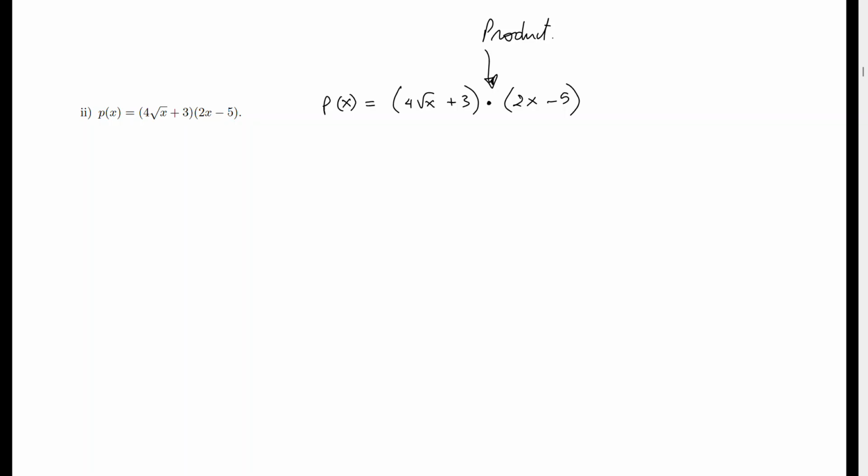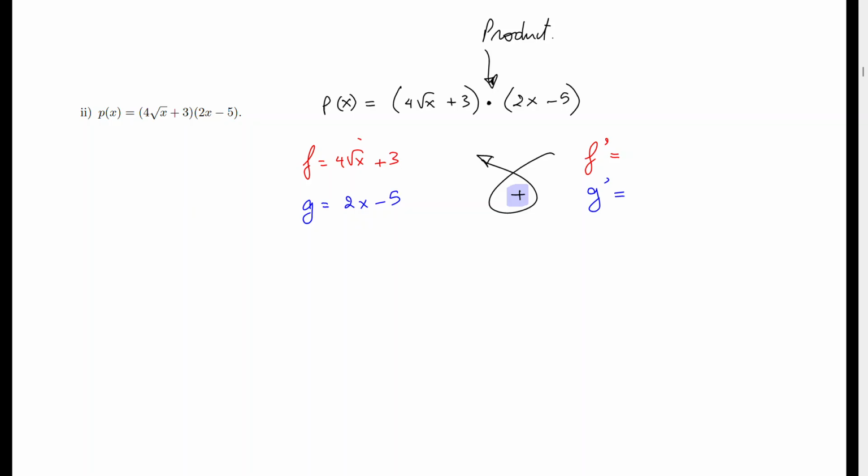So in this case, f is the 4 square root of x plus 3. I'll need its derivative on the side. The g in this problem is going to be 2x minus 5, and I'll need its derivative on the side. And this one is a product rule, not a quotient rule. So when I multiply things out, I'm going to be putting a plus, not a minus, because of the product rule.